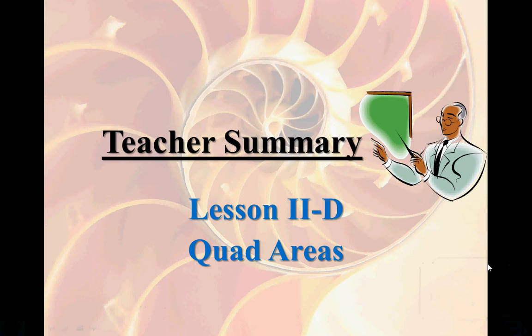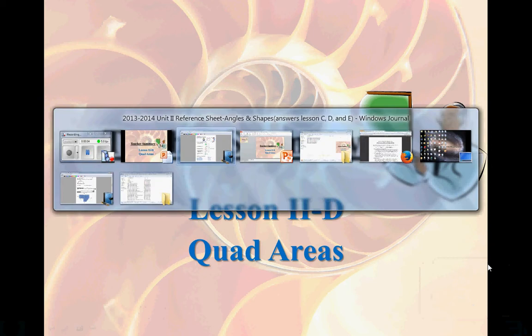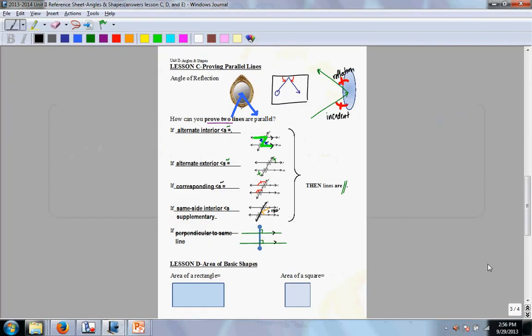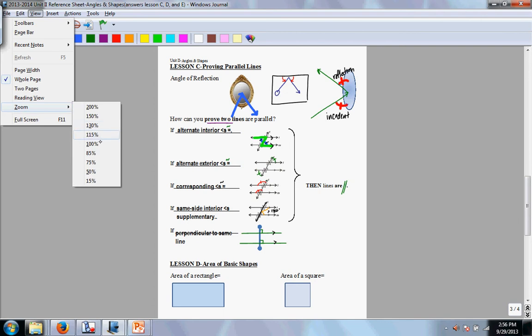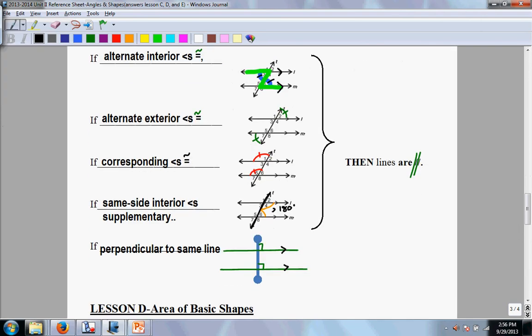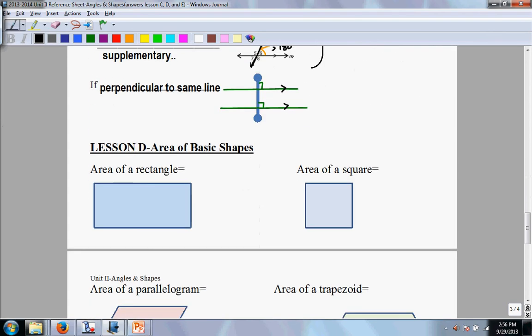This is the teacher summary for Lesson 2D, quad areas. You're taking a look at your reference card towards the bottom. We're going to do areas of basic shapes. Many of these you've done before. Key things when you're working with areas.